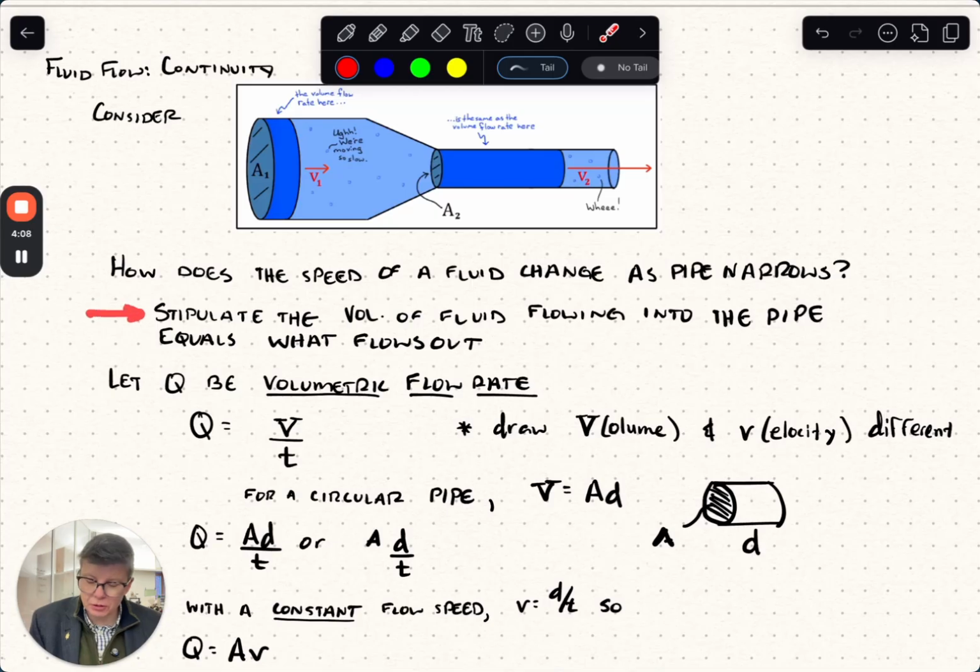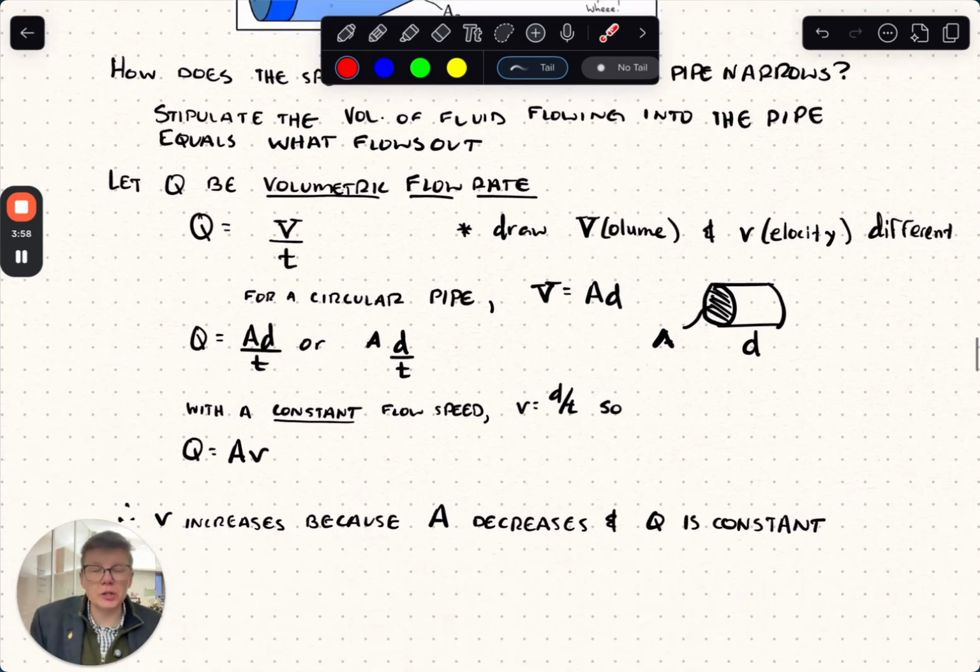Once we stipulate that the fluid flowing in equals the fluid flowing out by volume, we're going to define a new type of rate called volumetric flow. The volumetric flow rate, Q, is the volume per unit time. It's usually measured in something like liters per minute, gallons per hour, right? A unit of volume divided by a unit of time.